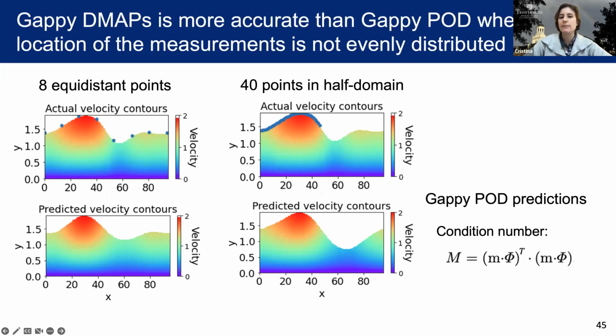As I illustrated, in Gappy POD, the accuracy of the method is influenced by the location of the known elements of the vector. And the reason is numerical. It comes from the condition number of the Gappy matrix M, where the phi's are the selected POD bases, and the small m is the mask matrix that defines which elements of the vector are known. So it depends on the mask matrix, where you have information about where the data is missing.